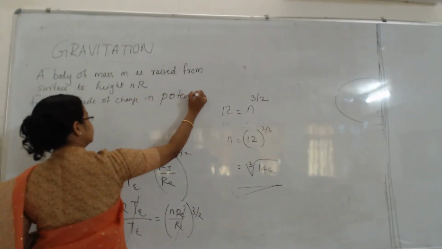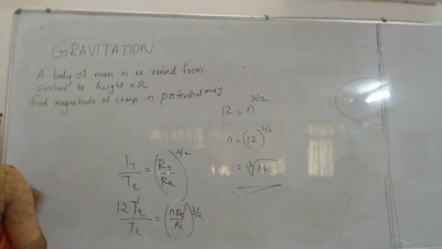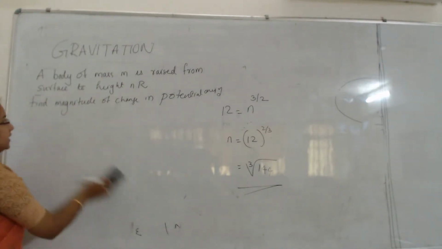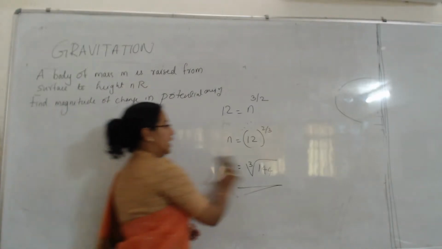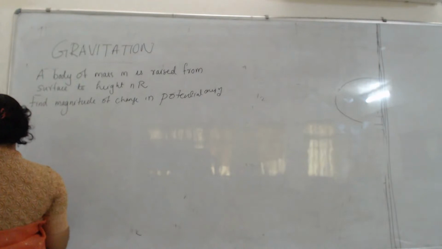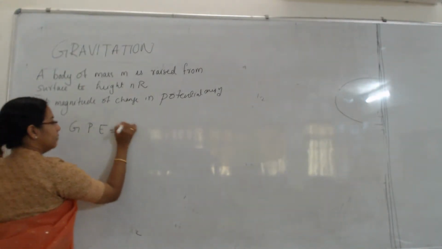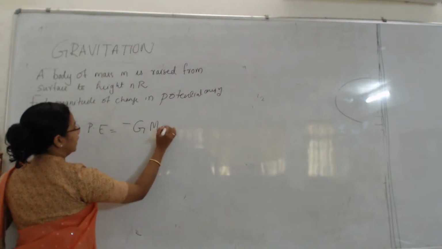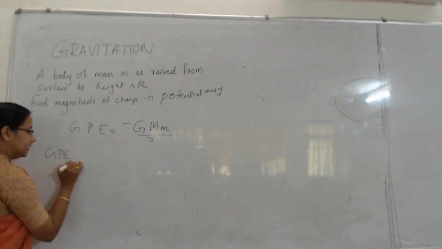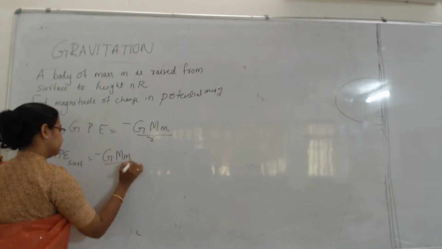Next question. They are given a body of mass m raised from the surface to a height of nR. What is the magnitude of change in gravitational potential energy? I already told many times what the gravitational potential energy equation is. Gravitational potential energy is minus GMm by R. Here, what is gravitational potential energy at the surface? That is minus GMm by R.